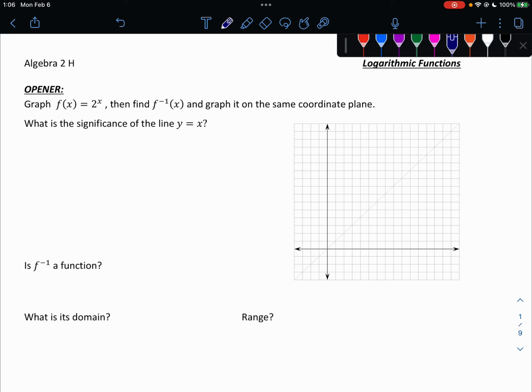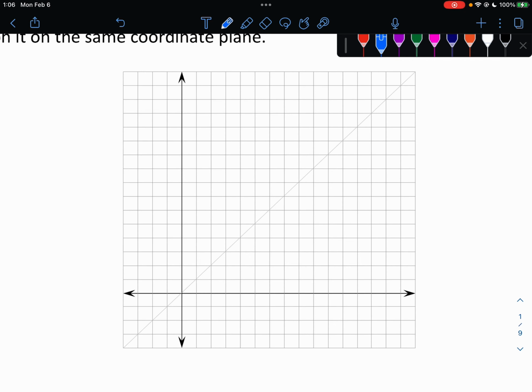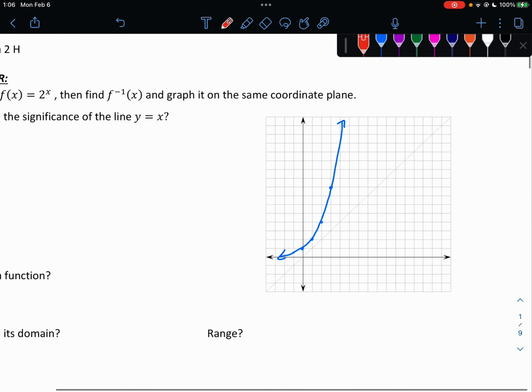To start, let's graph the function 2 to the x, our exponential function that we worked a lot with last chapter. So 2 to the 0 is 1, 2 to the 1 is 2, 2 to the 2 is 4, 2 to the 3 is 8. 2 to the negative 1 is 1/2, and we get a pretty good graph. Looks like this. Then it says to graph f inverse as well.